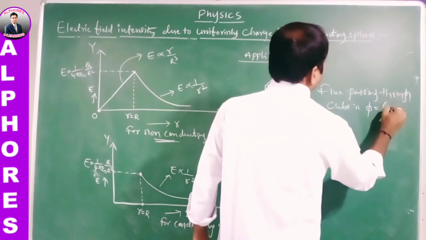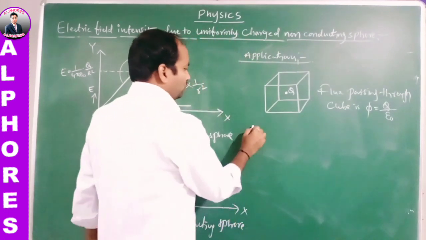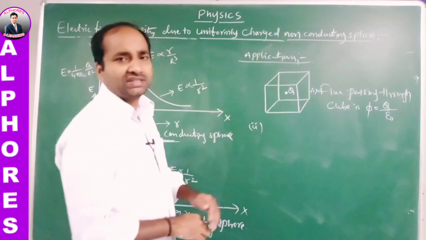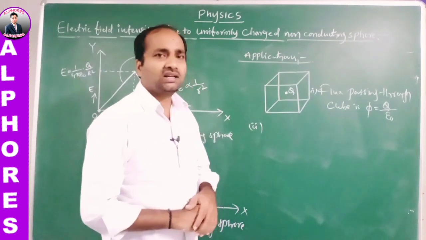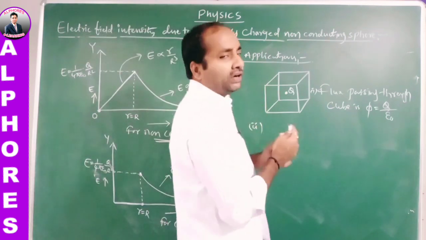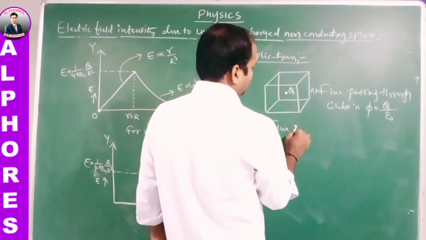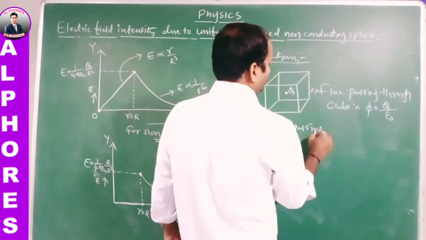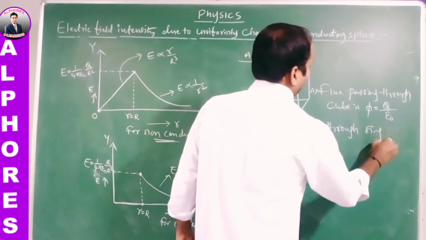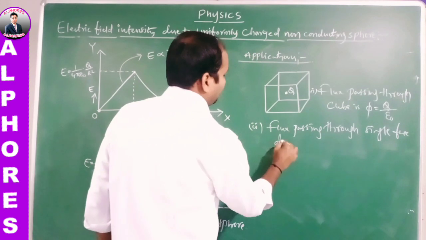phi is equal to q by epsilon naught. Now what is the flux passing through a single face of the cube? How many faces are there? For a cube, 6 faces are there. Now we need to find the flux passing through a single face of the cube.